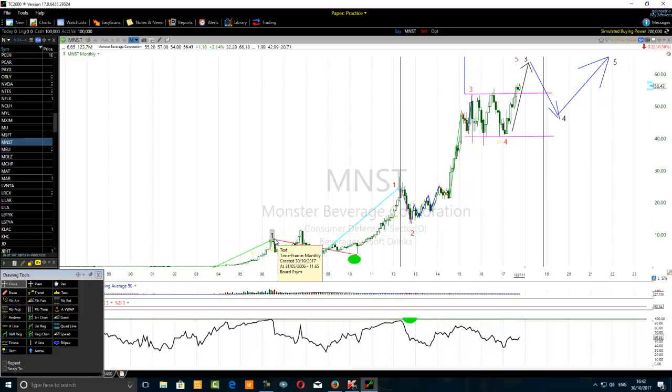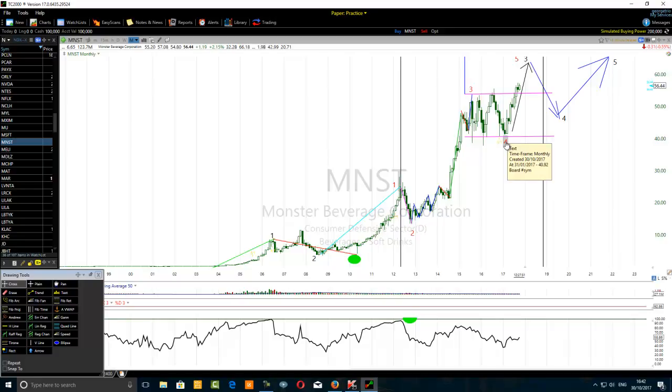So I told you, first wave of a higher degree, second wave of a higher degree in black, third wave of a higher degree in black is not finished yet, so we are expecting the fifth minor wave of the third wave of a higher degree. This is the first minor wave in red of the third wave of a higher degree. This is the second minor wave of the third wave of a higher degree, and this is the third minor wave of the third wave of a higher degree in red, and this is the fourth minor wave of the third wave of a higher degree.